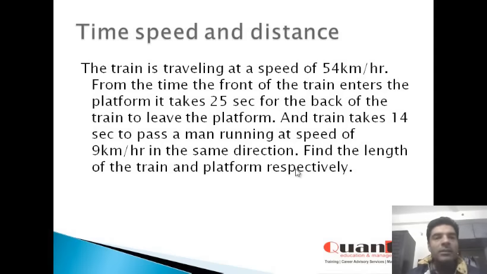It is given that the train is traveling at a speed of 54 kilometers per hour, and from the time the front of the train enters the platform, it takes 25 seconds for the back of the train to leave the platform. That means the entire train takes 25 seconds to cross the entire platform from front till back. It is also given that this train takes 14 seconds to pass a man who is running in the same direction at the speed of 9 kilometers per hour. And now we are supposed to find the length of the train and that of the platform respectively.